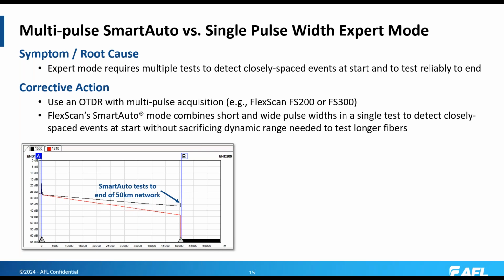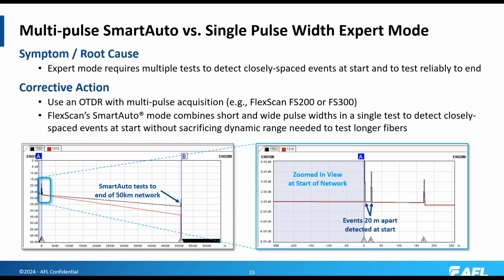With multi-pulse acquisition, the OTDR combines a mix of short and wide pulse widths in a single test, and that allows it to detect closely spaced events at the start of the network without sacrificing the dynamic range needed to test longer fibers all the way to the end. So in this case, you see that we have a 50-kilometer network, yet we're still able to detect events that are only 20 meters apart at the start of the network.